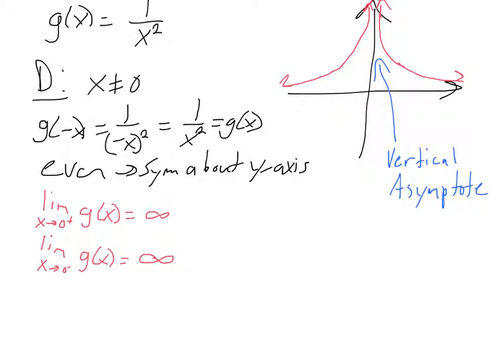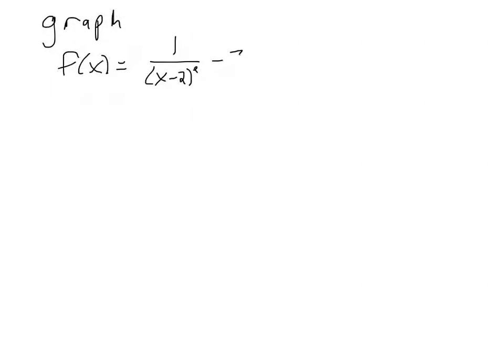All right, I'm going to have you go ahead and graph, using transformations, a transformation of this function here. Go ahead and graph the function f of x equals 1 over x minus 2 squared minus 3. So this is just a transformation of the parent function y equals 1 over x squared. Do you know what the graph of 1 over x squared looks like? Use that to inform you as to how to graph that function using transformations.